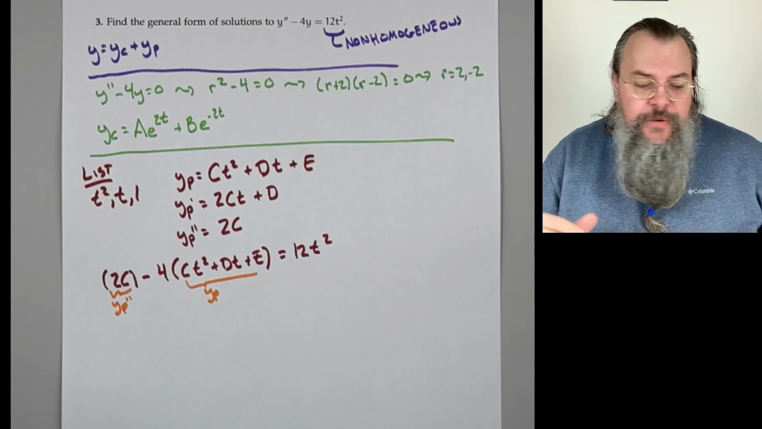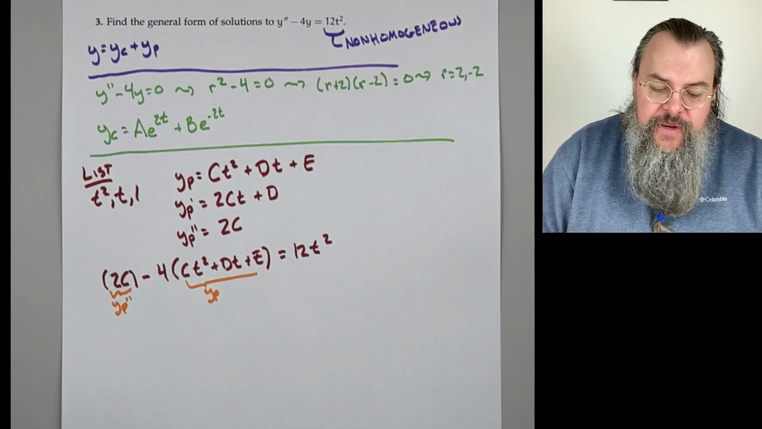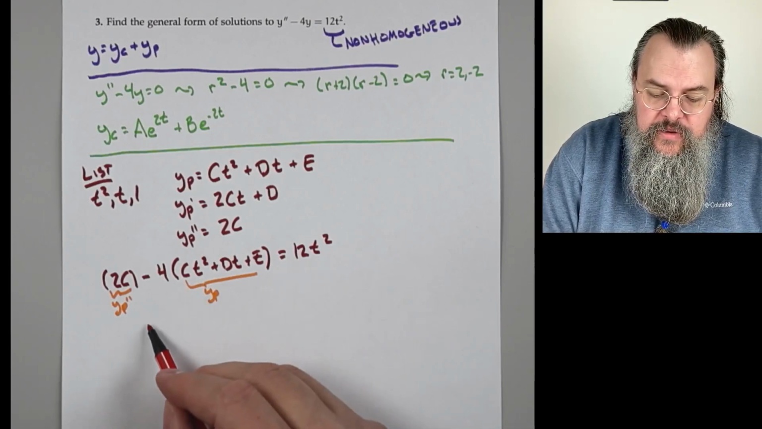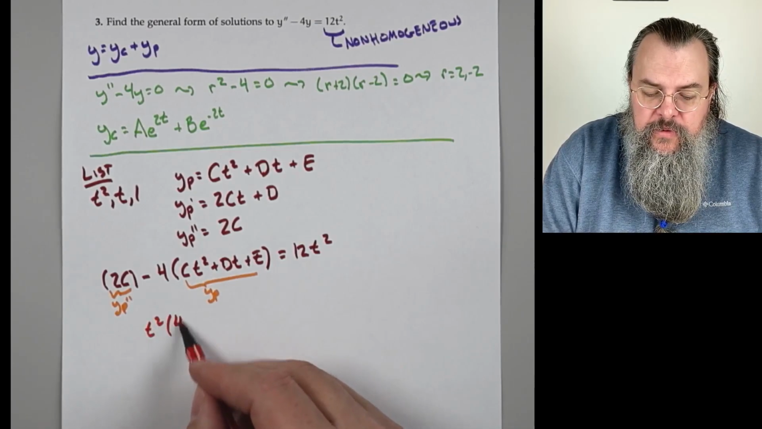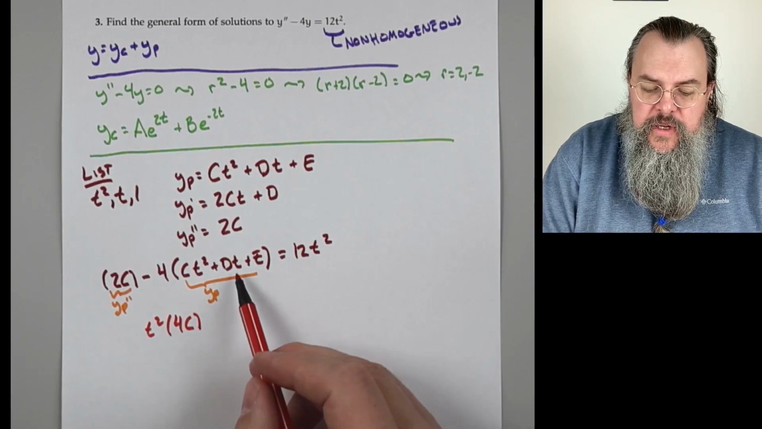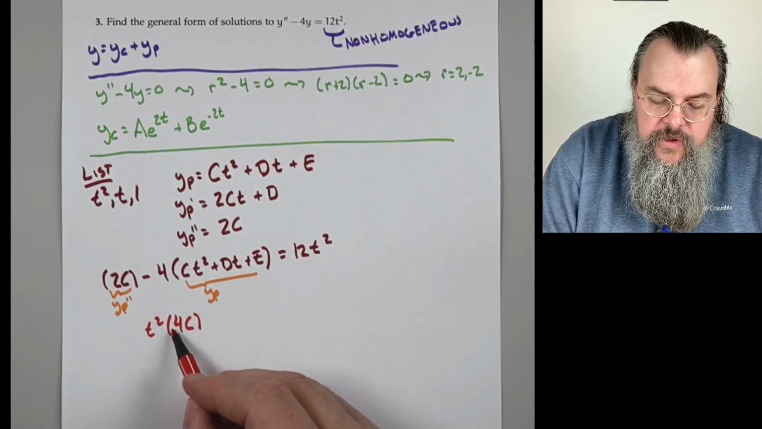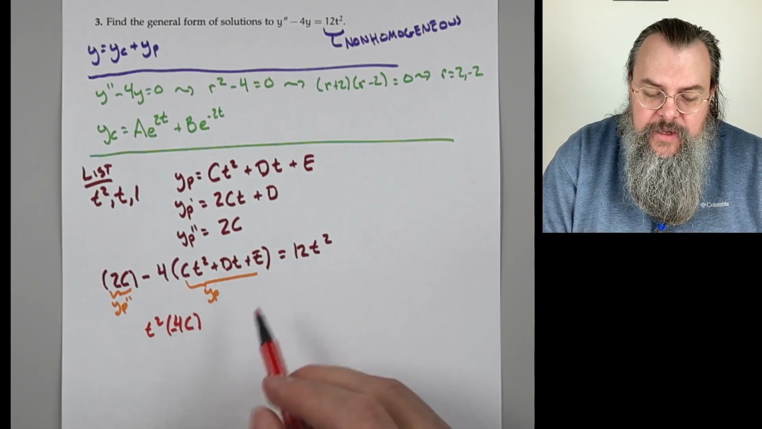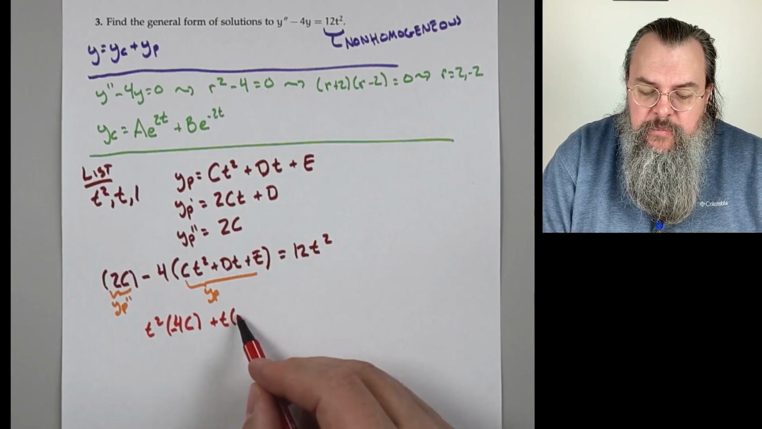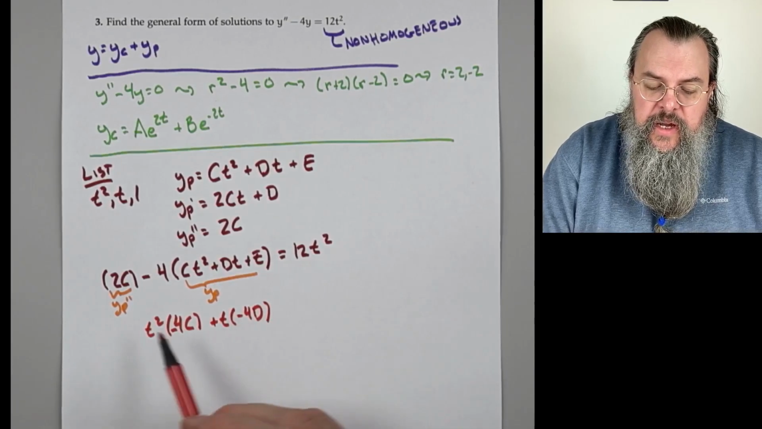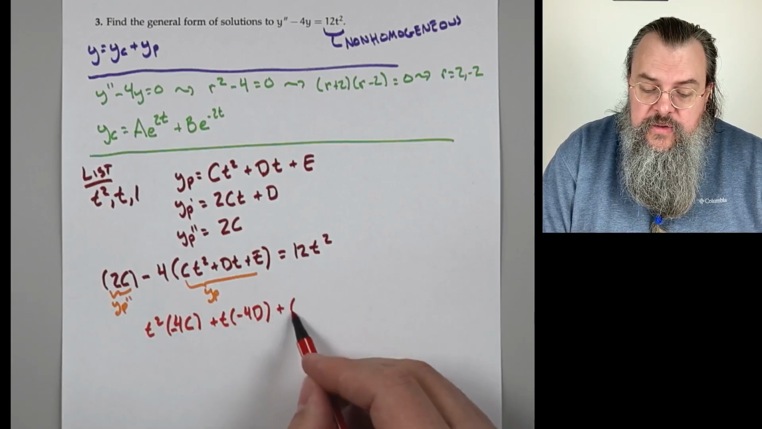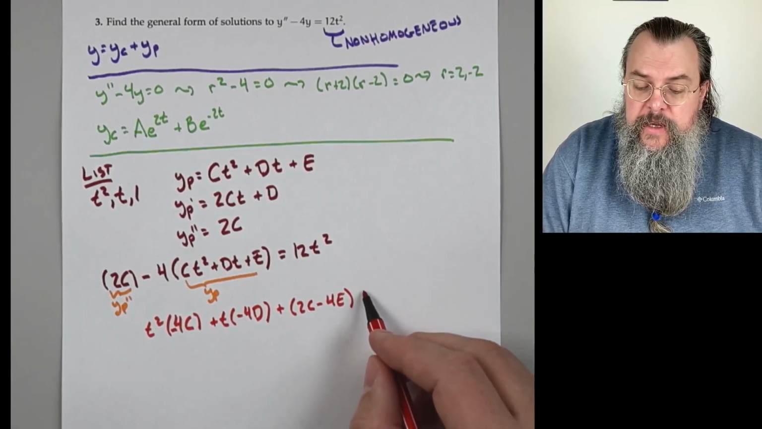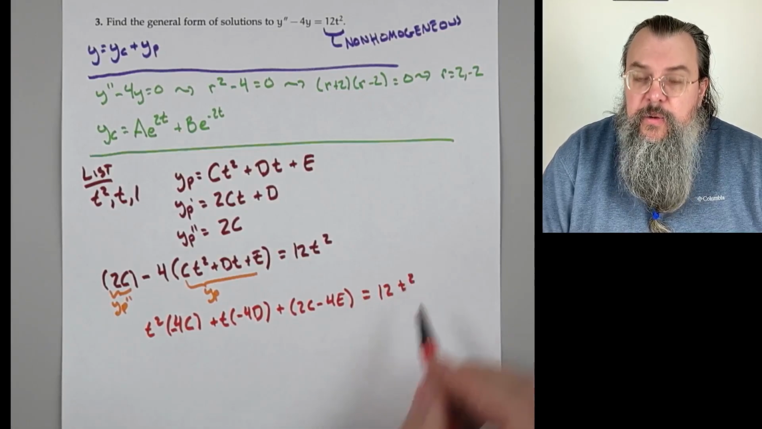All right, now the next part, we've plugged it in, so we group. It's a bunch of groupies here. So we're going to group by functions. We see a t squared, and so this is t squared times 4c, and then minus 4c, excuse me, don't forget the minus, that's important. Then we see a single t, so plus t times minus 4d, and then we see the constants, which is 2c minus 4e. All that has to equal 12t squared.